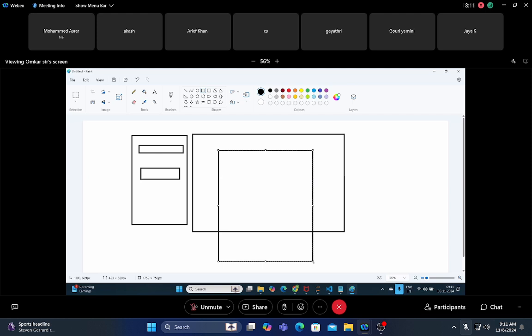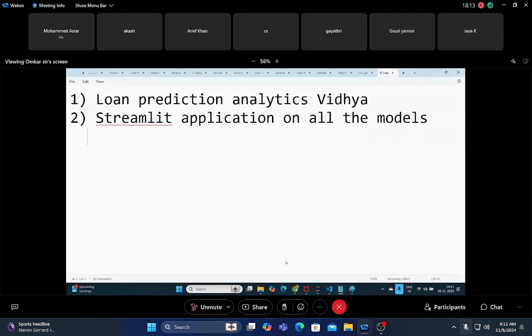The third one is the OOPs concept, the small function dot py, which you already completed, right? You completed 90% of this. But what about the other two? The first one, what happened? Completed? Uploaded? Not uploaded? We'll upload then. And the second one, the Streamlit application on all the models.